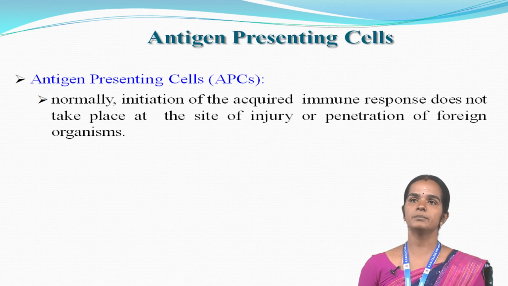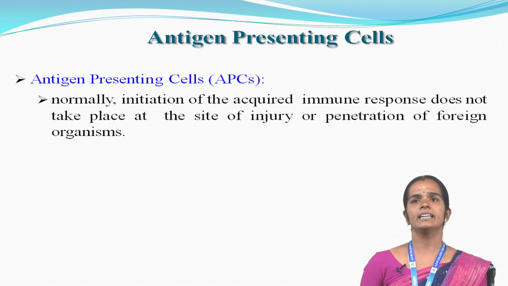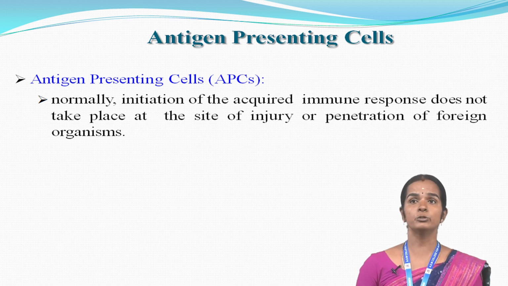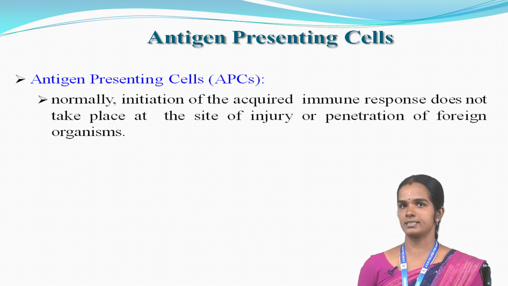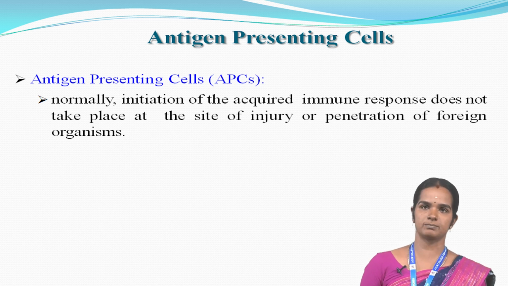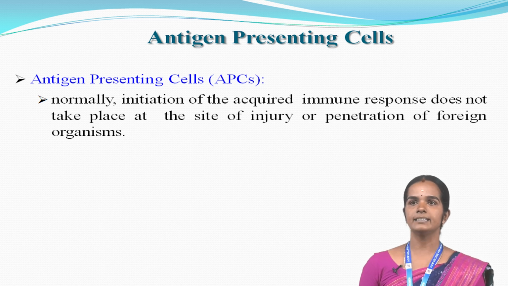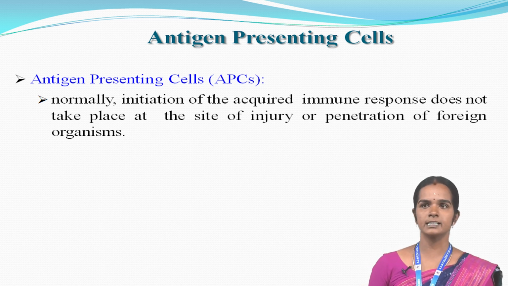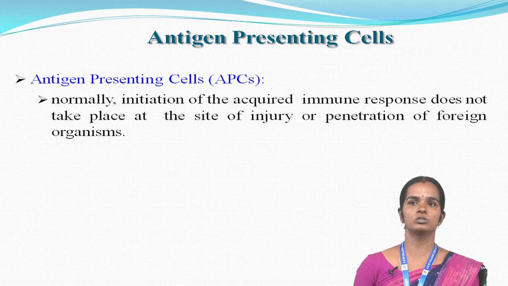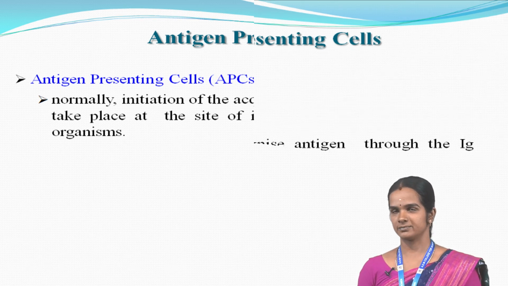These are the antigen presenting cells, called APC. Normally, initiation of the acute immune response does not take place at the site of injury or presence of the foreign organism. Antigen is taken up by APC at the site of inflammation and transferred to lymph nodes, where it is presented to T and B cells.